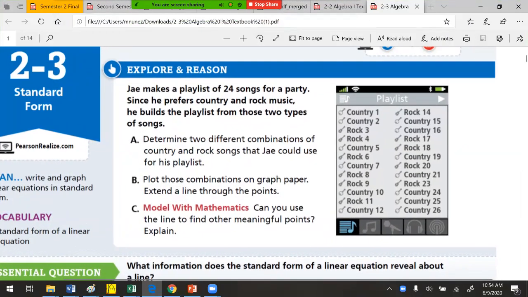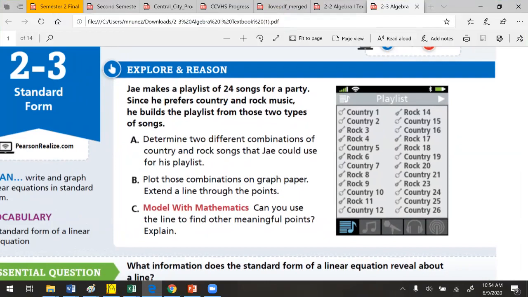Okay, 2-3, standard form. Jay makes a playlist of 24 songs for a party. Since he prefers country and rock music, he builds the playlist from those two types of songs. Here's the kicker, okay? We have 24 songs that we're playing. Determine two different combinations of country and rock songs that Jay could use from his playlist, okay?